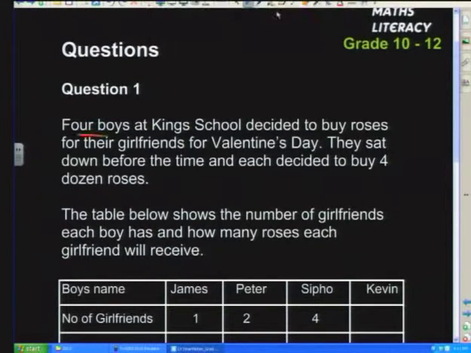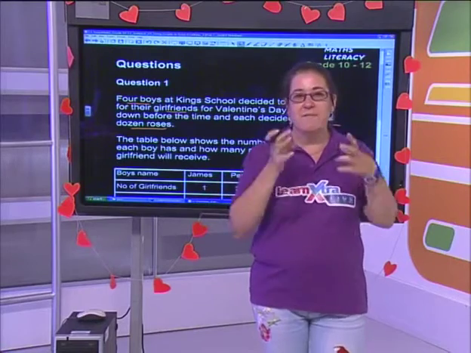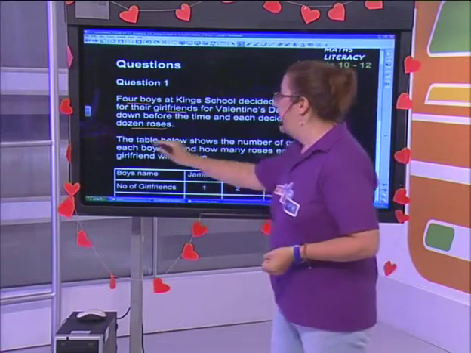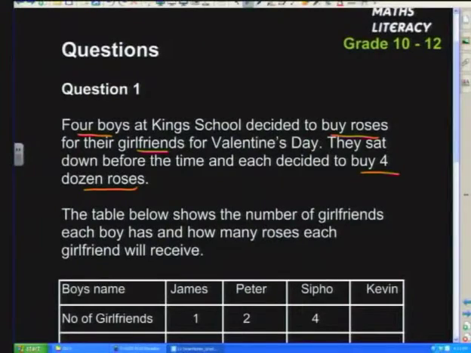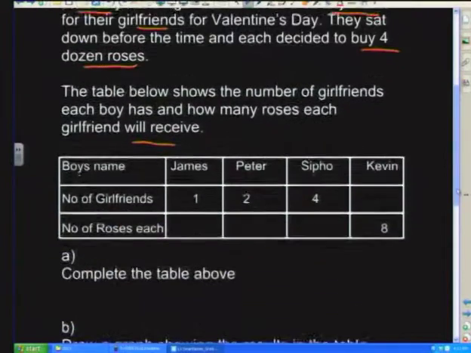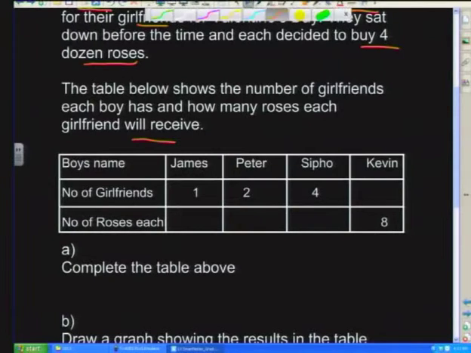Okay. We've got 4 boys at King's School. They decided to buy roses for their girlfriends for Valentine's Day. They sat down before the time and each decided to buy 4 dozen roses. Clearly money was not an issue. So they each decided they're each going to buy 4 dozen roses. The table below shows the number of girlfriends each boy has and how many roses each girlfriend will receive. So let's work this out.